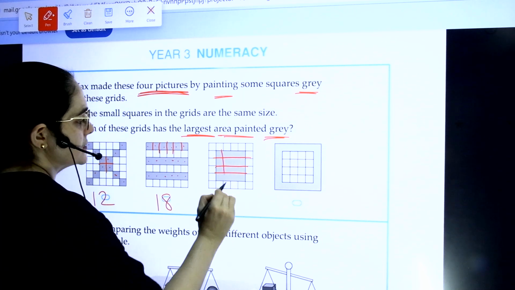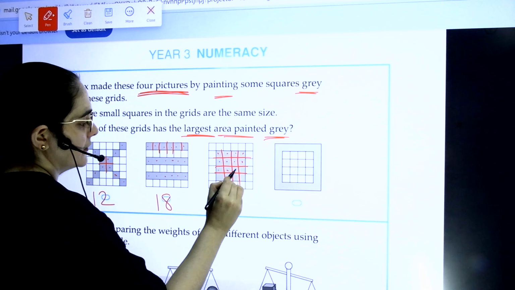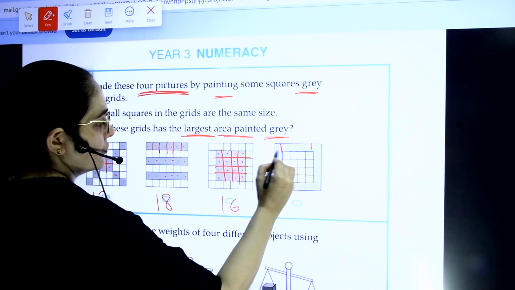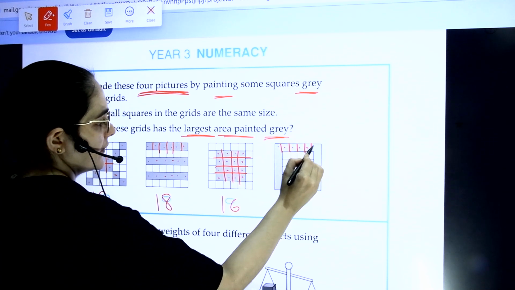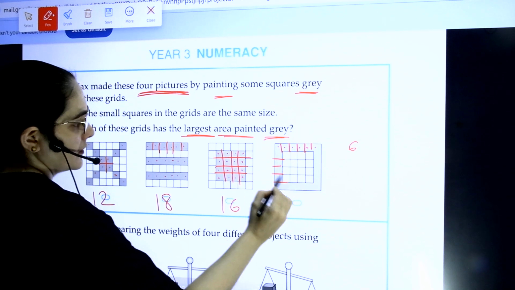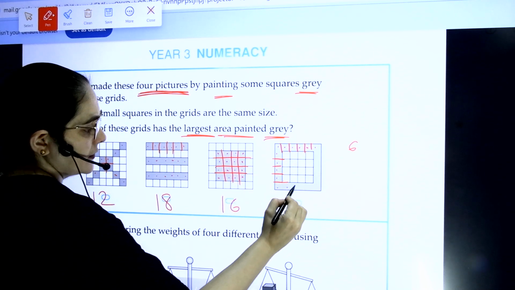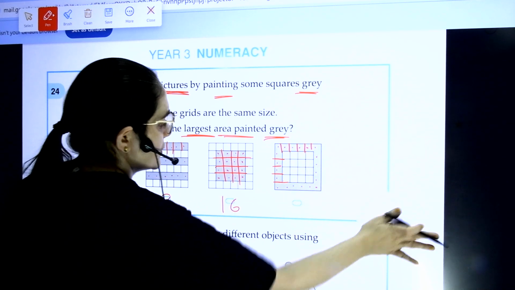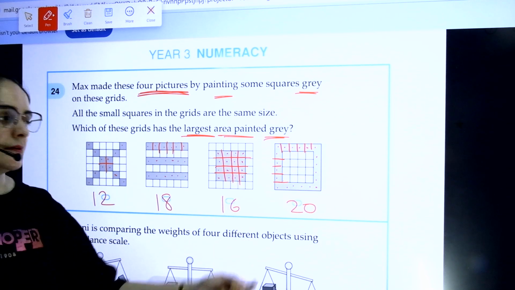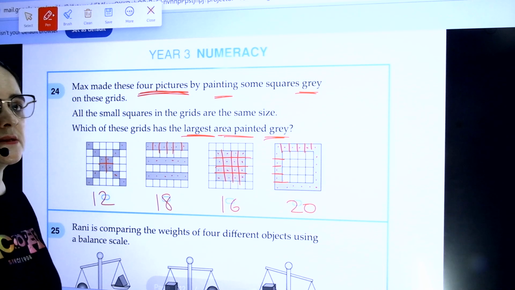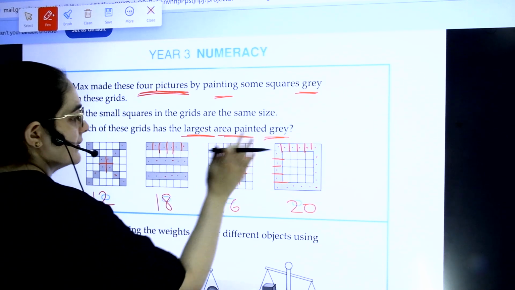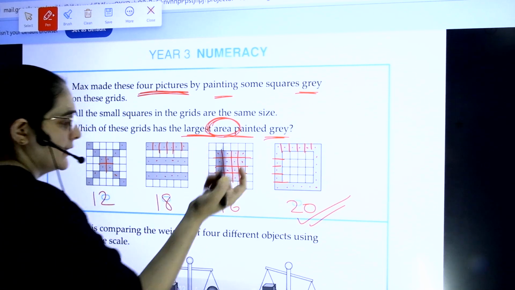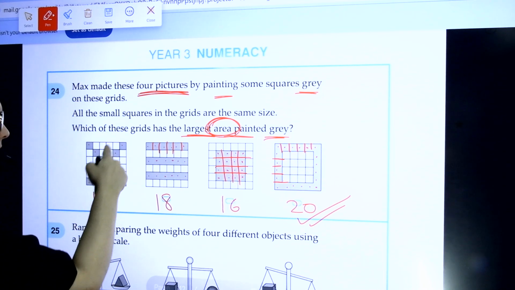Here, if you look closely, you will see 16 squares painted gray. In this one, 1 2 3 4 5 6, then 7 to 15, then 16 to 20. So 20 squares are painted gray. So which one has the largest area painted gray? D for dog. You need to closely count the number of squares and see which one is the maximum. Area is the number of squares within the enclosed shape.